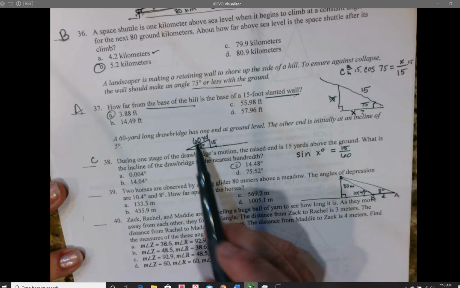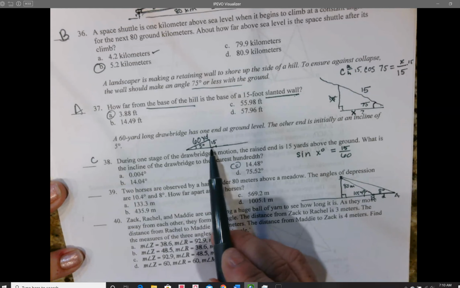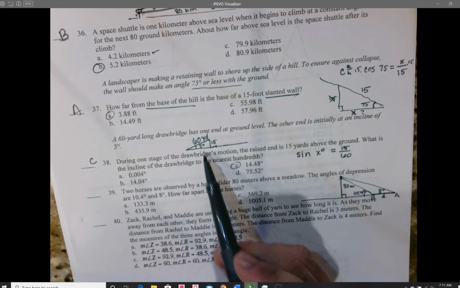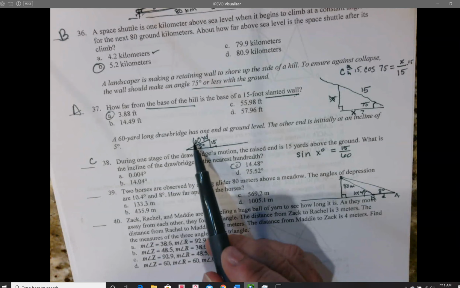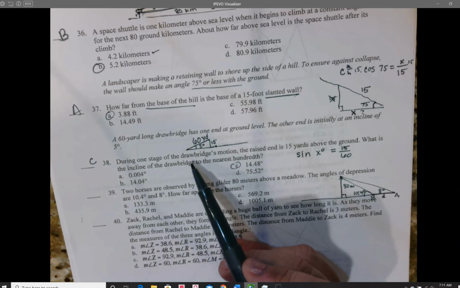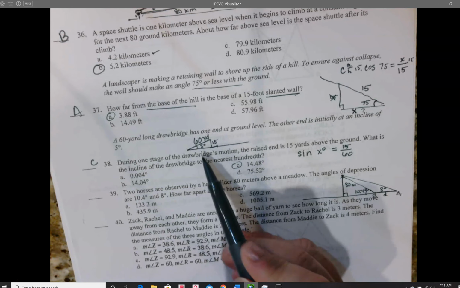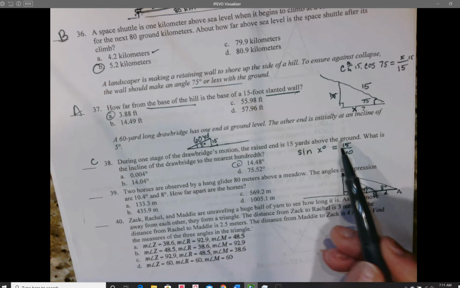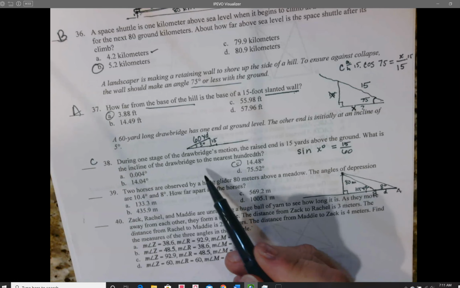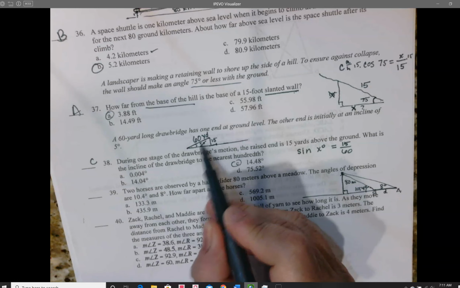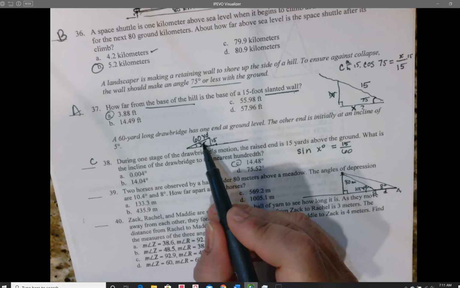And in number 38, we have a drawbridge. One end is at the ground, and when we lift up a drawbridge, it starts out at 5 degrees. It's a 60-yard long drawbridge, but we see in problem number 38, the raised end is actually 15 above the ground. And all my answers are in degrees, so I am looking for, this is not going to be 5 anymore. This is going to be some new angle after we've raised the drawbridge a little bit.